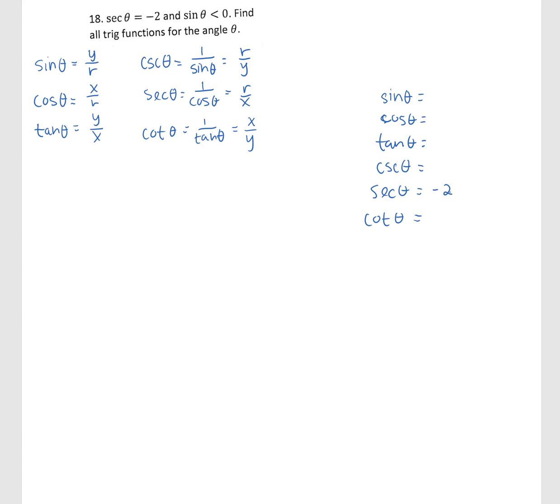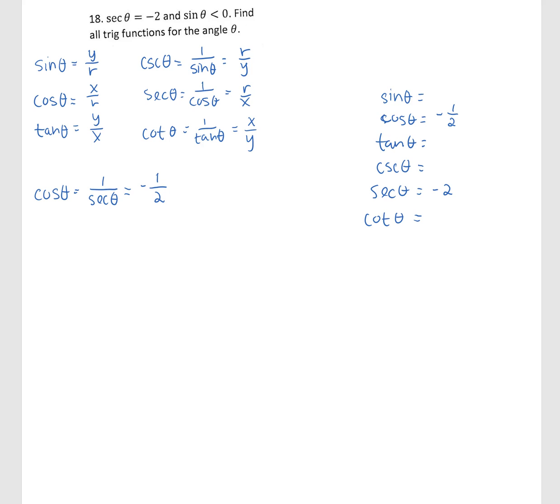So the easiest one to start with is cos theta, because we know that secant theta is the reciprocal of cos theta. So that means that cos theta is also the reciprocal, 1 over secant theta. So plugging in -2 for secant theta, you get -1 over 2 for cos theta. So I'm going to write that in here. And now what we can do is start to draw which triangle this corresponds to, and that's going to make it easier to visualize these ratios.